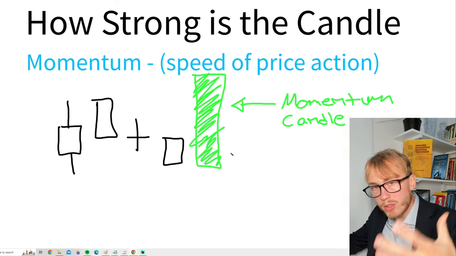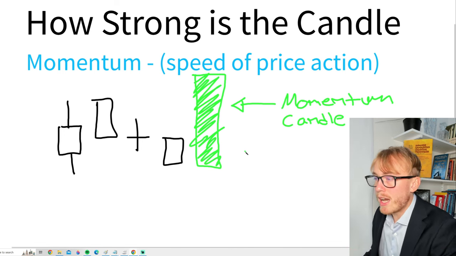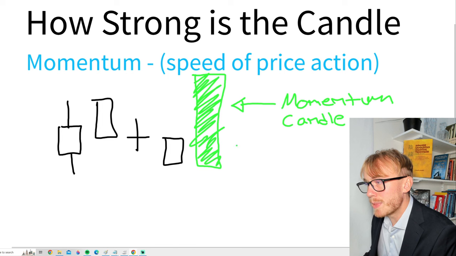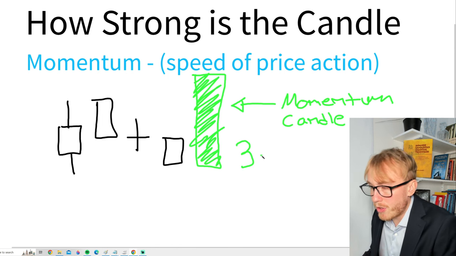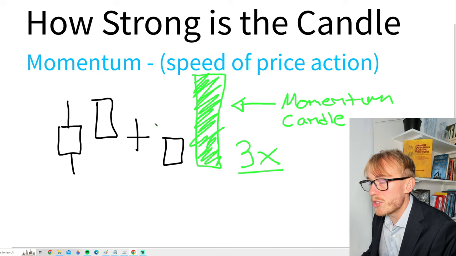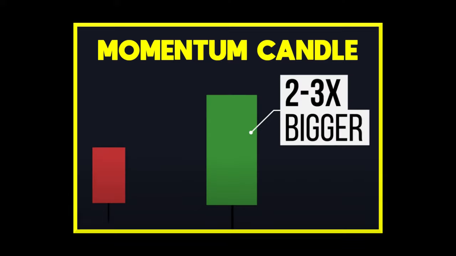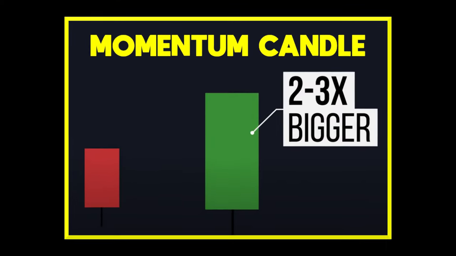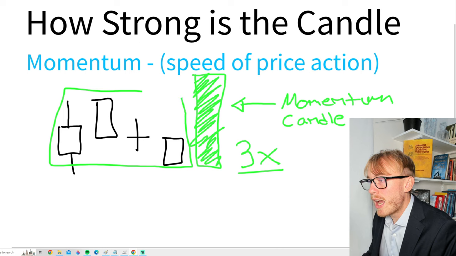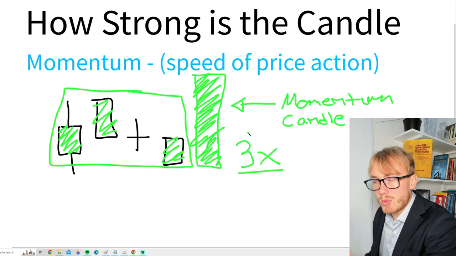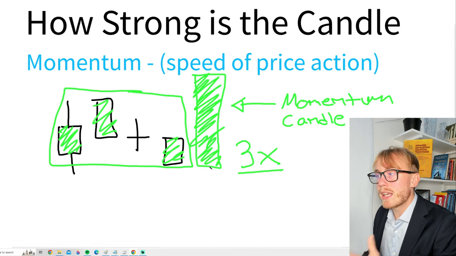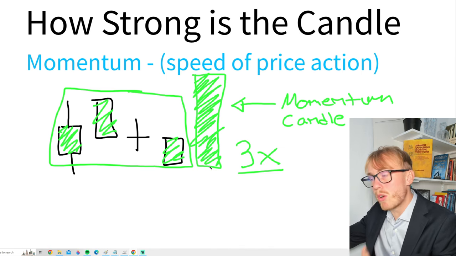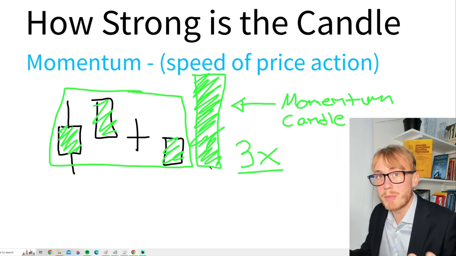Always remember that the context is very important. Usually, I try to define momentum candles as being at least 2, but preferably 3 times larger than the previous candles. Specifically, you want to look at the real bodies. So here we have a real body, a real body, a real body. And as you can see, this most recent candle, this massive green candle right here, looks to be more than 3 times larger than the previous real bodies of the candles. So this right here is a strong momentum candle.